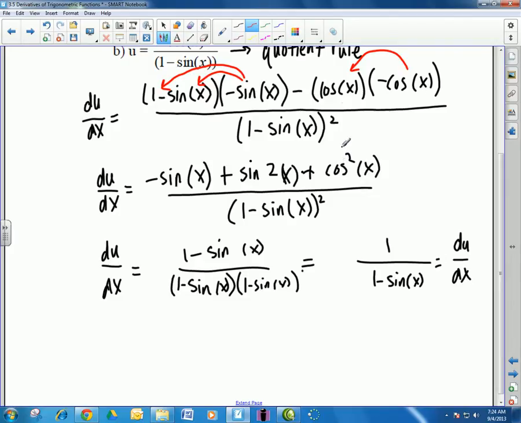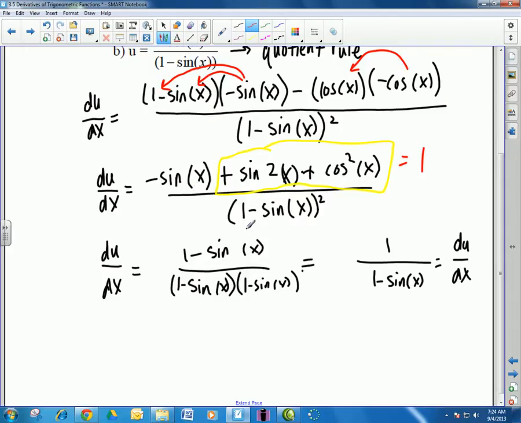And then also when you multiply these, you have negative cosine here times the negative cosine here, giving you positive cosine squared. All right, and then back from your days of pre-calculus, you should recognize this as a Pythagorean identity, and sine squared plus cosine squared is equal to 1. So that's where you get 1 minus sine of x down here.